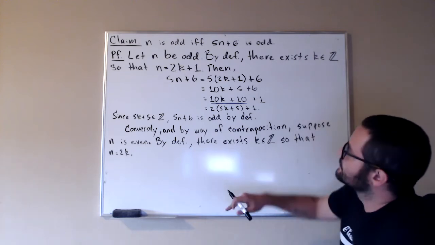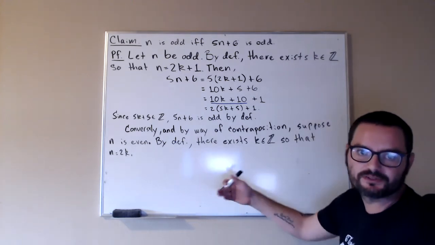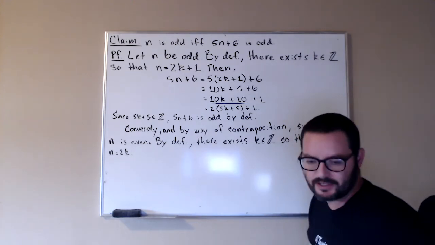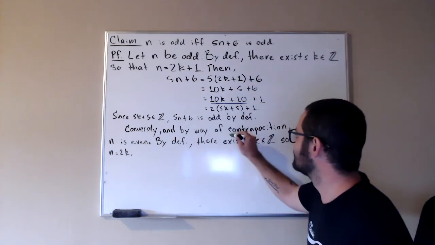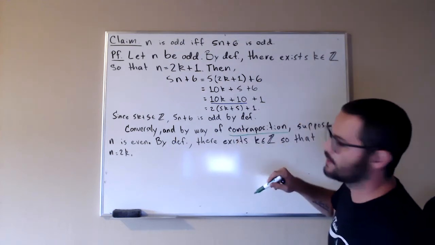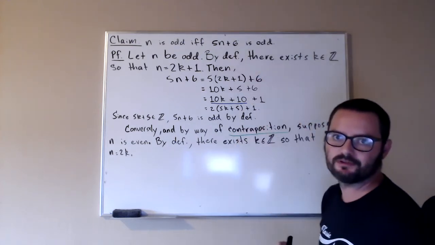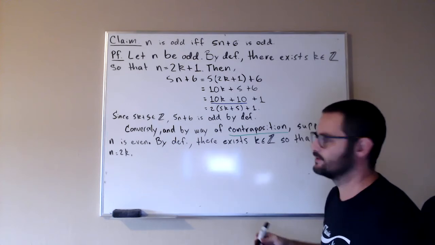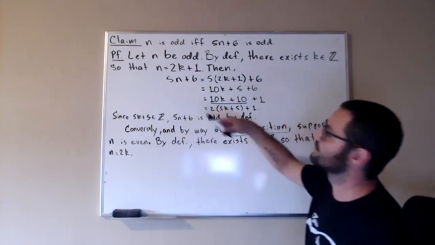So then we need to show that that implies 5n plus 6 is even. Because again, I can't emphasize this enough, we're proving the contrapositive of 5n plus 6 is odd implies n is odd. So we assume that n is even, and we have to show that 5n plus 6 is even.